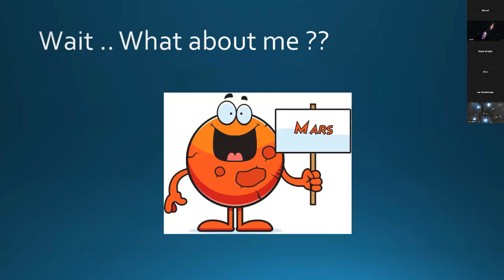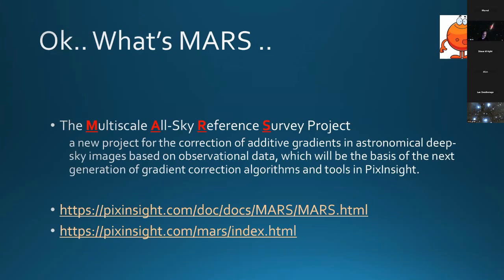But wait, what about me? You've got MARS coming in now. So what is MARS? MARS is the Multi-scale All-sky Reference Survey project, and this is really done by PixInsight. They're looking to build a database of observable data from sky images that are being created out of southern Spain plus user submissions. If you want more information on MARS, I've got two links there from PixInsight that discuss it in a lot more detail.